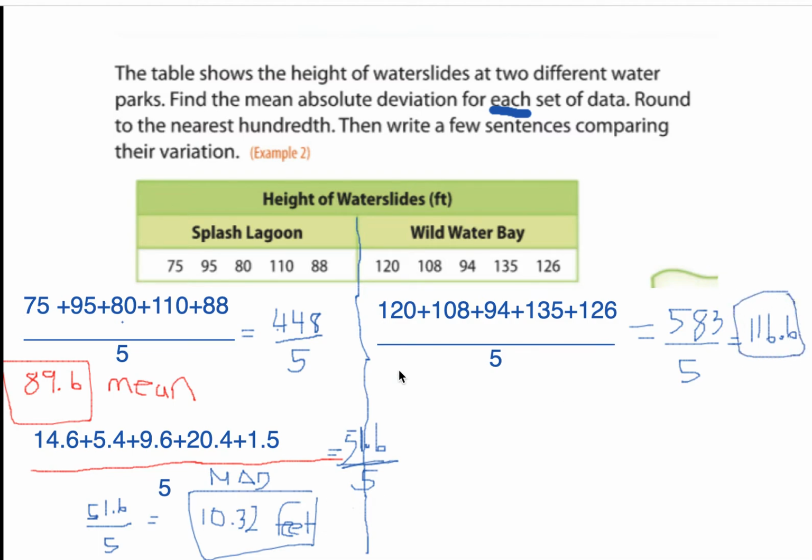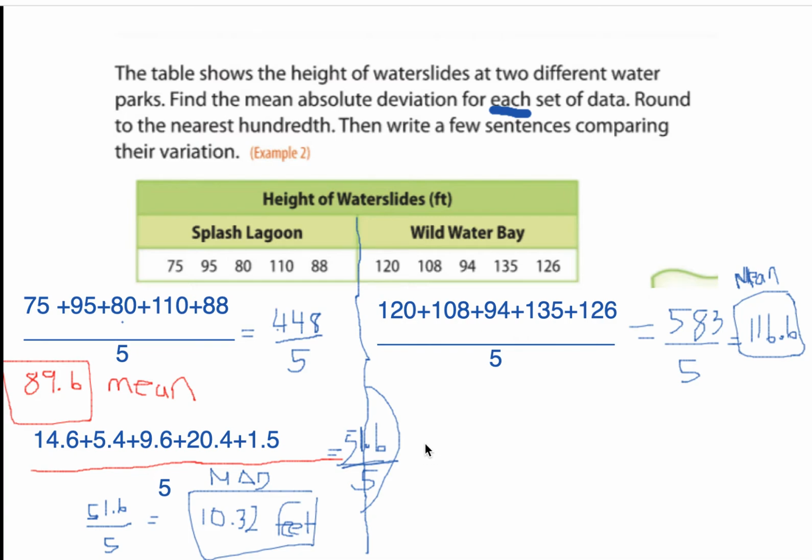Remember, this is our mean. We're going to take this mean and we're going to subtract each of the data points. Each of the data points by the mean. So yes, you're going to subtract 120 minus 116.6. Go ahead and do that. I'm going to put that in there.